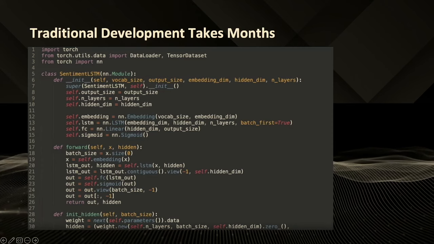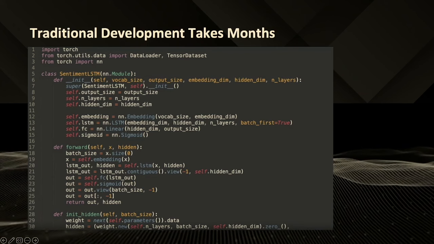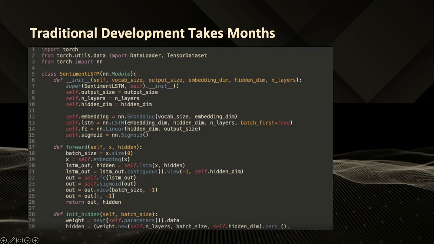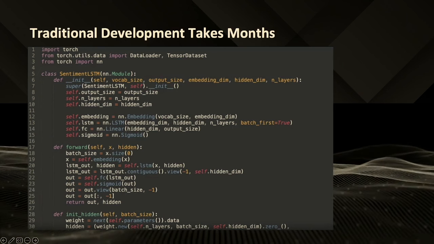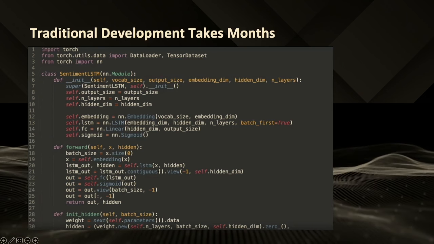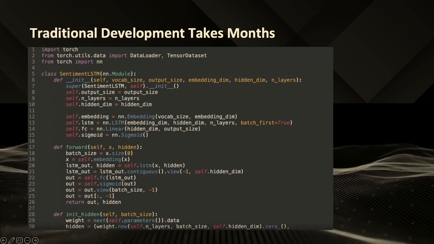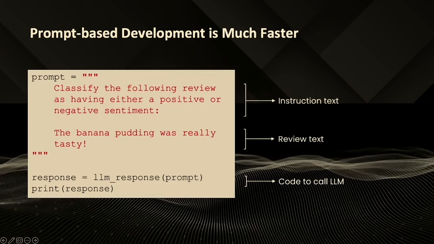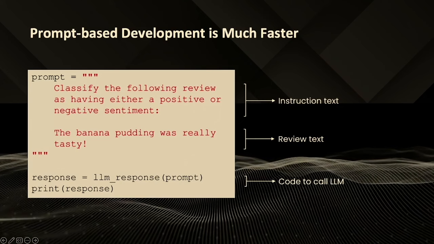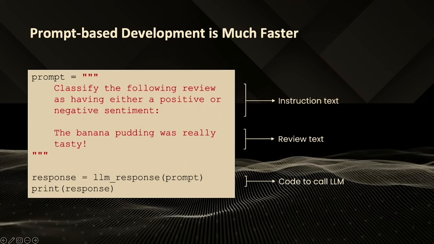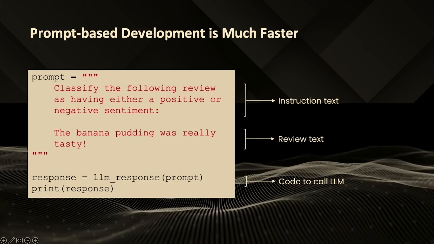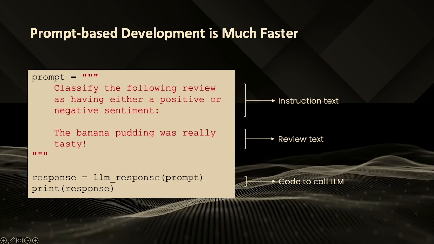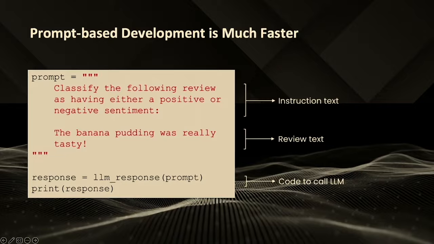Traditional development for such a system will take months, and this is what the code usually looks like. For a beginner, it will take super long to understand all these things. However, with large language models, prompt-based development is much faster. Later in the coding session of the workshop, you will see how it works within minutes.